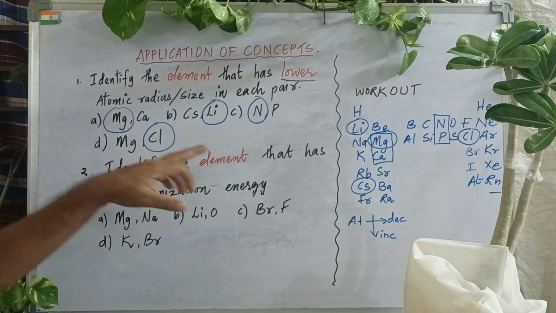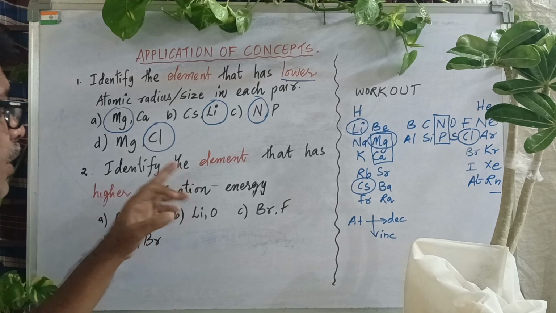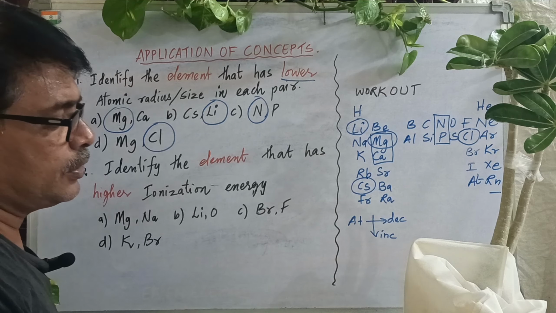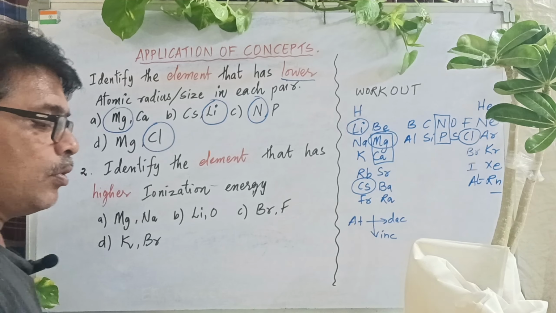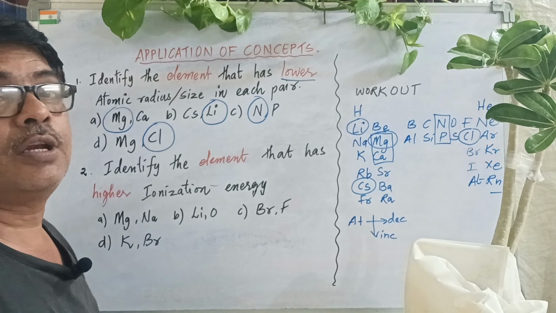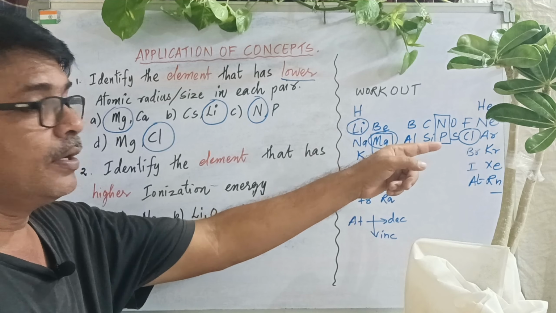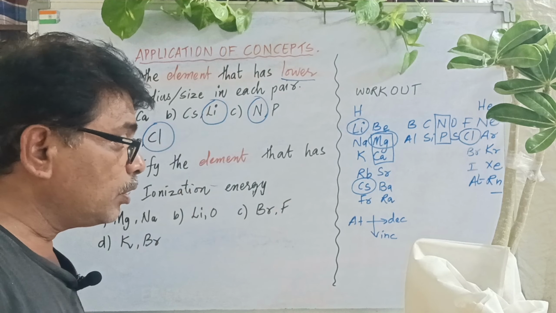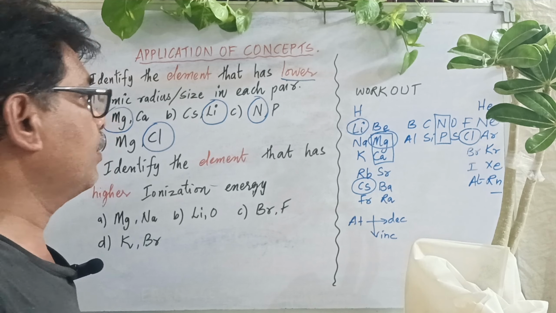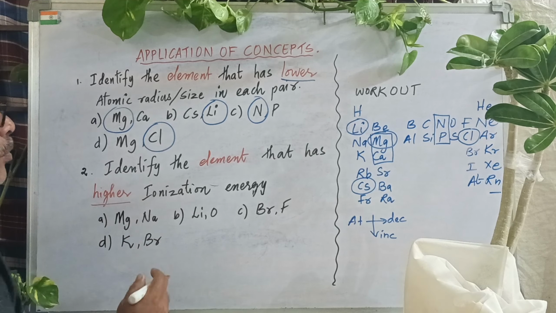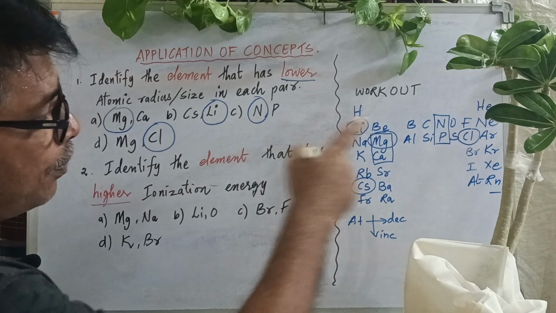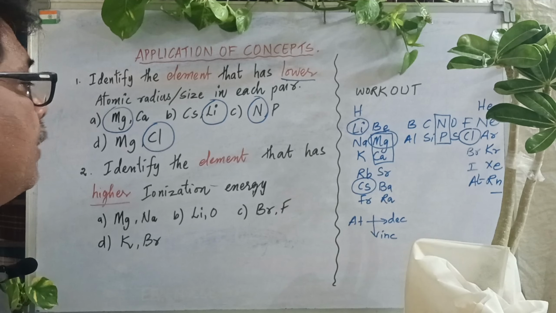Now coming to identify the element that has higher ionization energy. Higher ionization energy. Okay, so actually, what happens to ionization energy? When you move in the period, it increases. When you move down the group, it decreases. So that much if you remember, the question is higher. So you have to write about higher. So you have to pick up elements which are in the period, right?